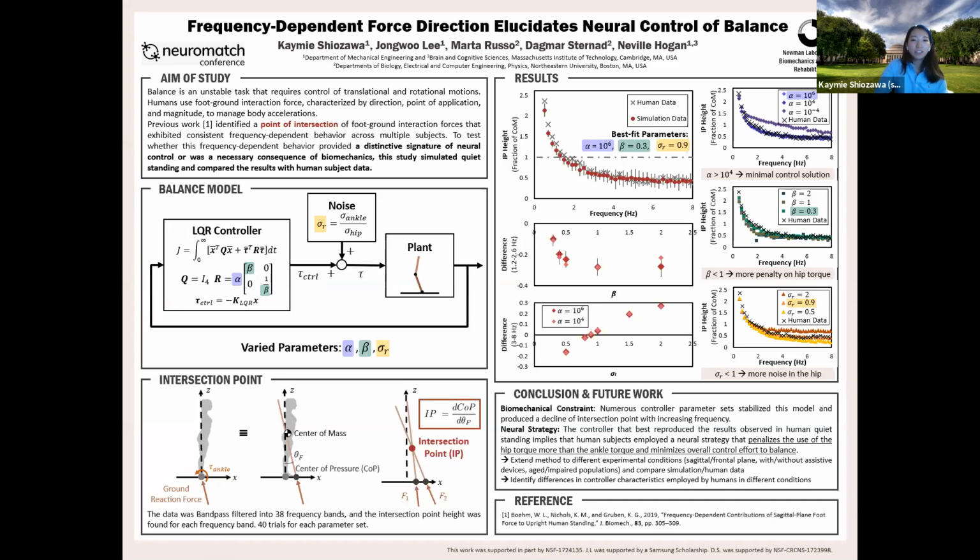This method that I just presented can be extended to different experimental conditions, such as sagittal and frontal plane balance, with and without assistive devices, and in aged and impaired populations to identify differences in control or characteristics employed by humans. Thank you.